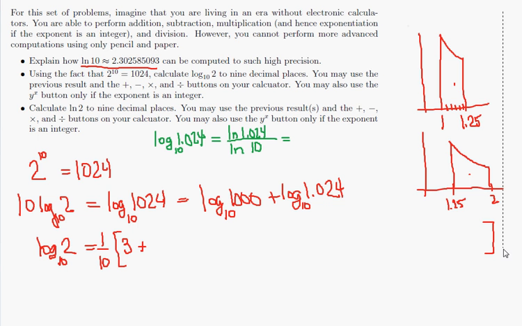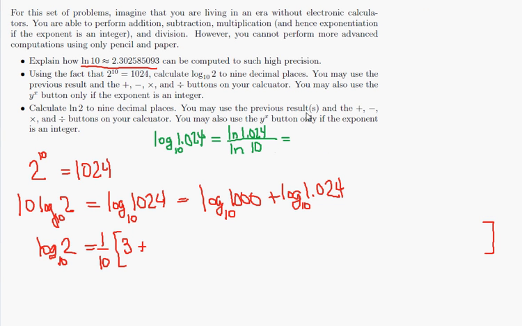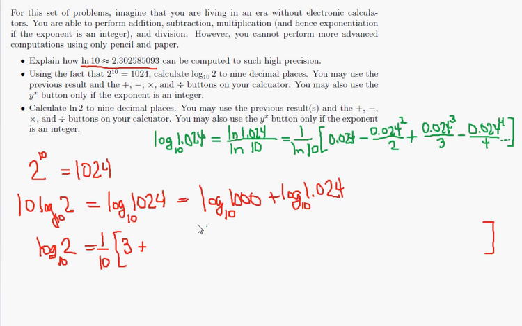let me get rid of the pictures on the right so I have a little bit more space. From the Taylor expansion of logarithm of 1 plus x, that's equal to 0.024 minus 0.024 squared divided by 2 plus 0.024 cubed divided by 3, and so on, alternating minus and plus. And so we'll just basically copy that and put that here in the space that we have here.